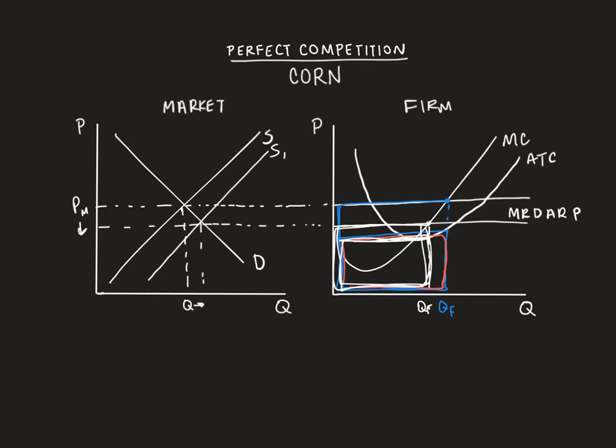But in the long run, as more firms enter and exit the market, the MR equals D equals AR equals P line will continue to change, and eventually the market will be in market equilibrium. And so that means that all firms in the market will be making normal economic profit, and no more firms will enter or exit the market.